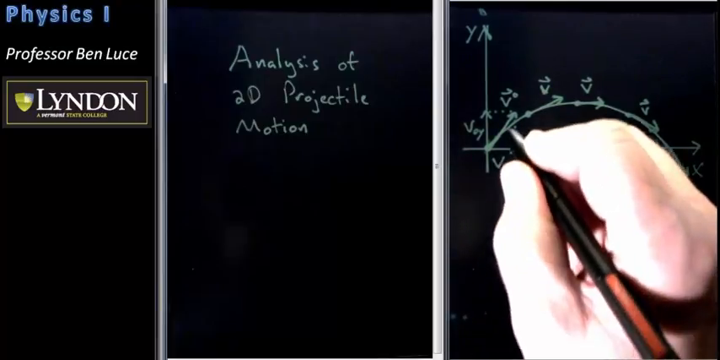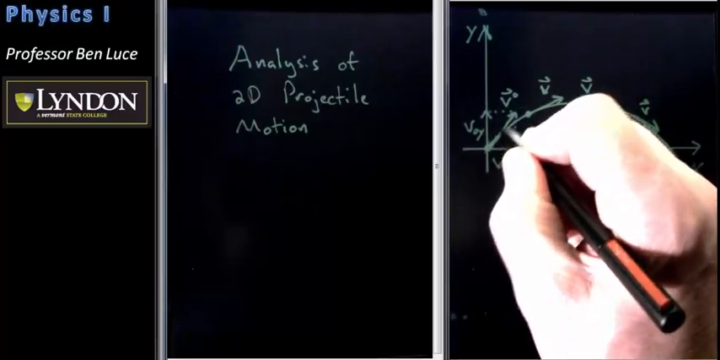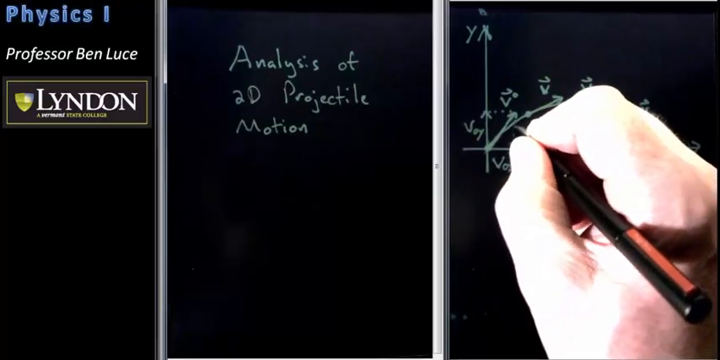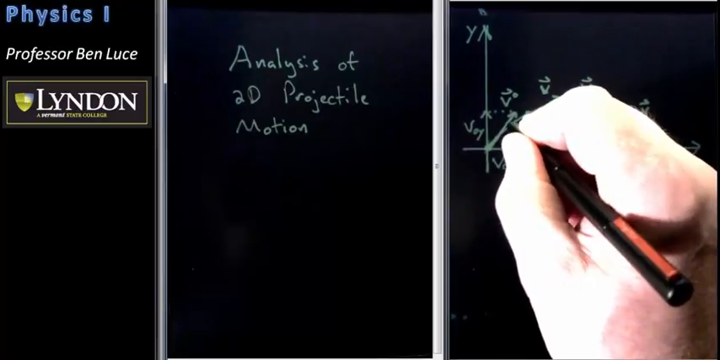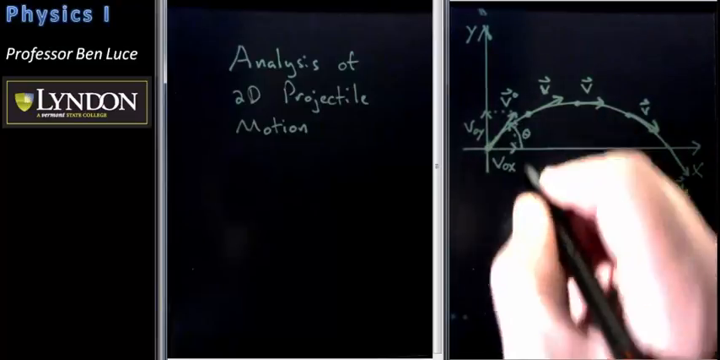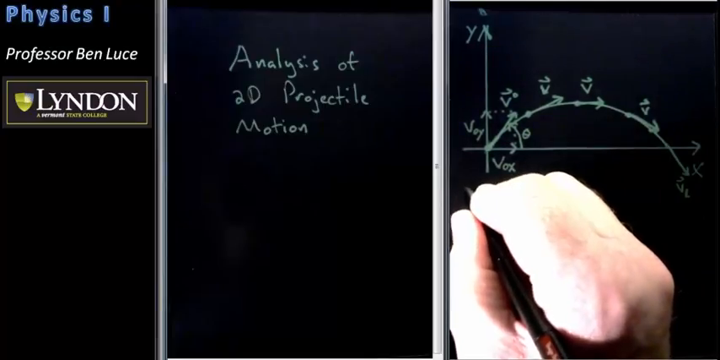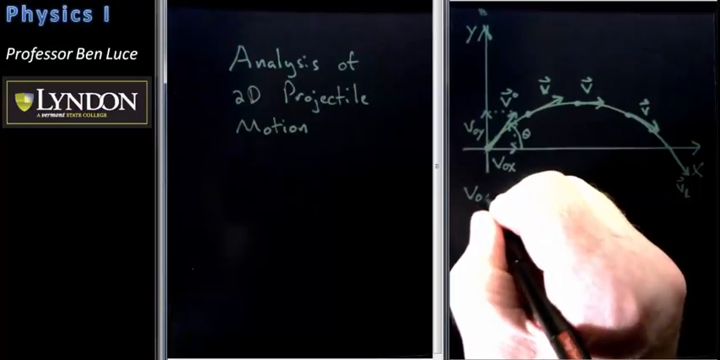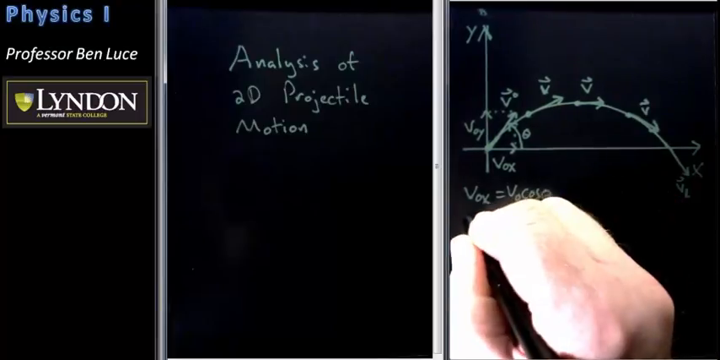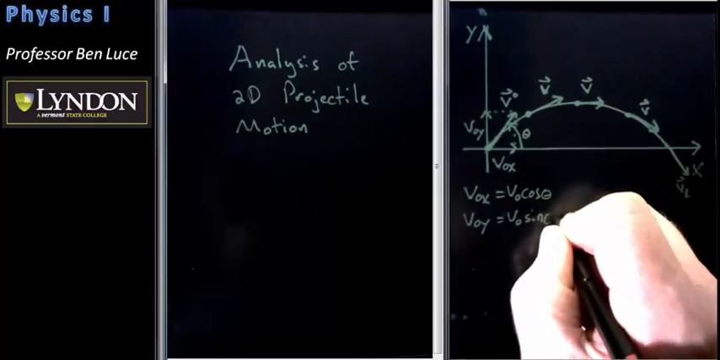To find these components, we'll need to do some trigonometry, and we'll need to know both the length of the initial velocity vector, which we'll call just v0, and the angle which it makes with the horizontal, which we'll call theta. And when we work out the trigonometry for this, according to the idea of breaking vectors down into components, we find that v0x is simply equal to v0 cosine theta, and v0y is v0 sine theta.